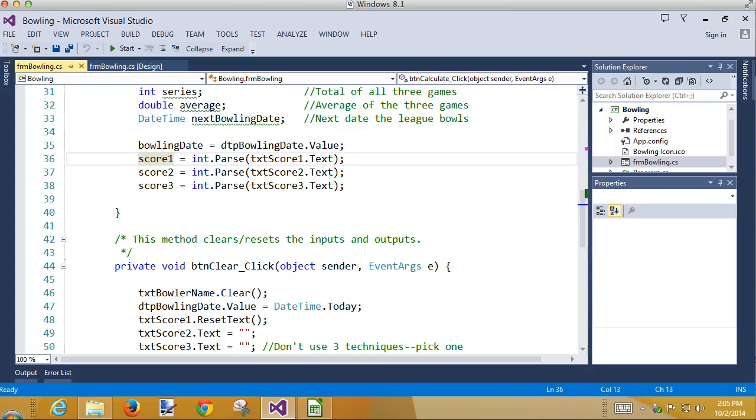Int.parse doesn't like nothing. If you leave the boxes empty, that's not good. Put decimal places in an integer number, it doesn't like them. It literally crashes the program. We're not going to leave it that way, though. So that's where we left off.